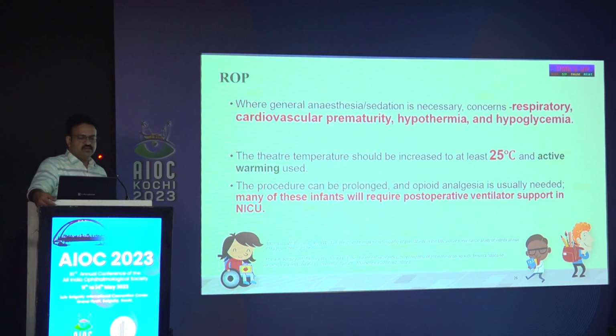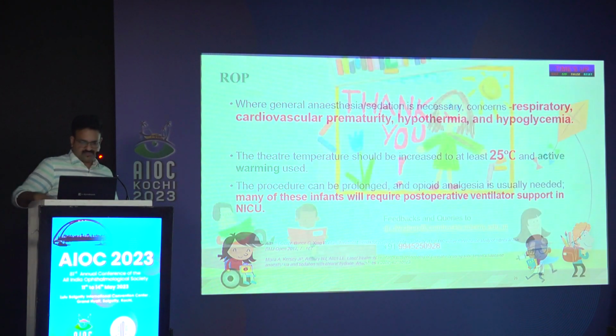Our concerns include respiratory and cardiovascular problems of prematurity, hypothermia, and hypoglycemia. So we accept these kids with a consent to shift to NICU in the postoperative period. And we keep the operation theater temperature at 25 degrees Celsius and use active warming, including warm beds, warm blankets and hot air fans, etc. Many of these infants will require postoperative ventilator support in NICU.